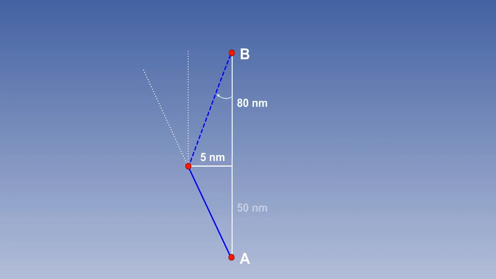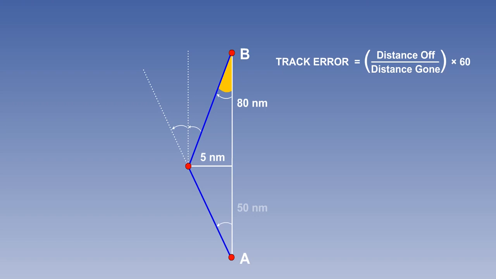Now draw another triangle, this time from the next turning point back to the fix. We have a similar picture to the track error triangle. This time there is 80 miles to go, and we are 5 miles off track. Using the 1 in 60 rule, we can calculate the closing angle. The closing angle is highlighted on the screen.